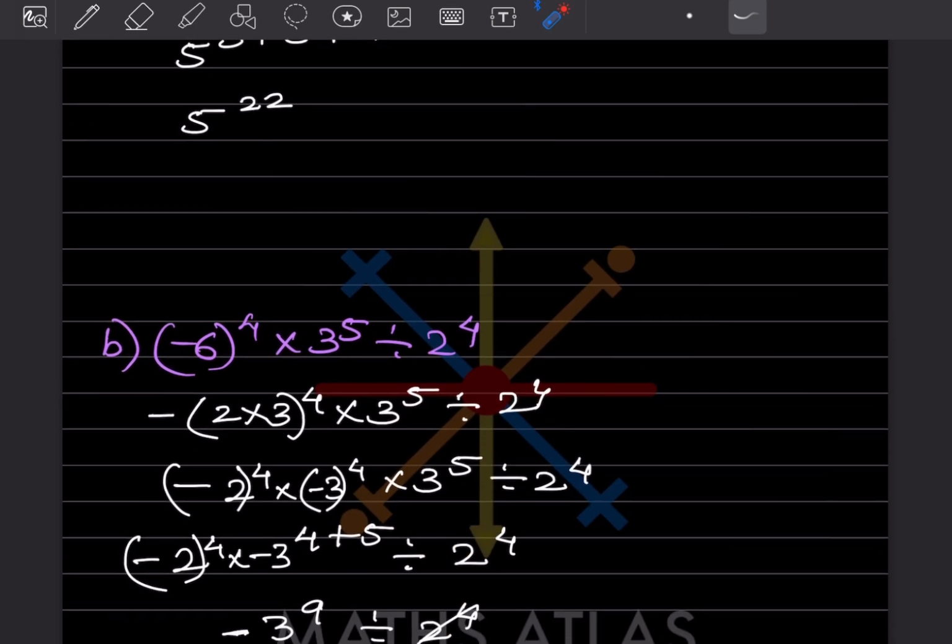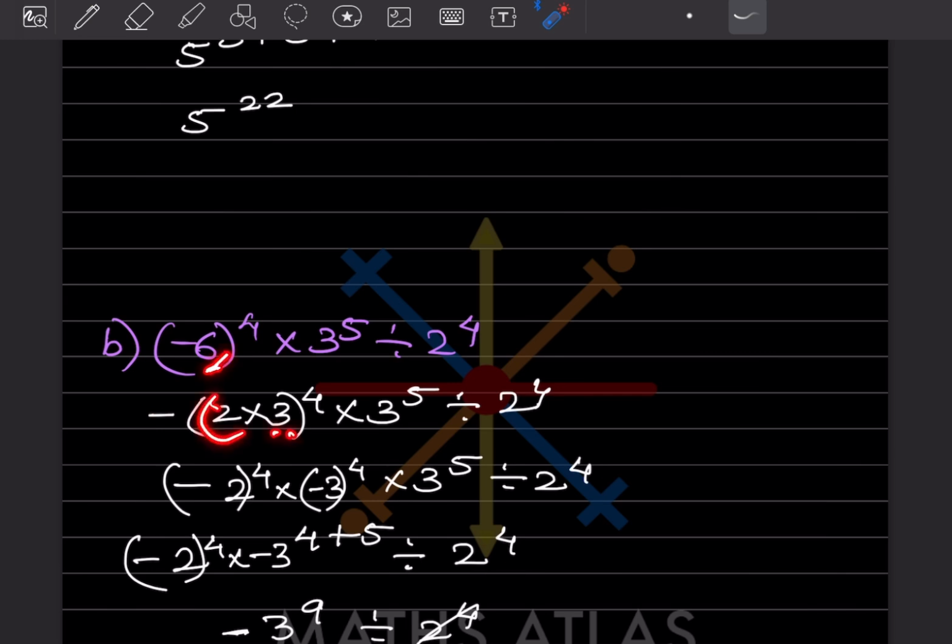Here we can do one thing, this minus will take outside. For this 6 we can make 2 multiplied by 3 and raised to 4. This will keep as it is along this one side. So why did you do here 2 into 3? Because we can see here 3's and 2's.